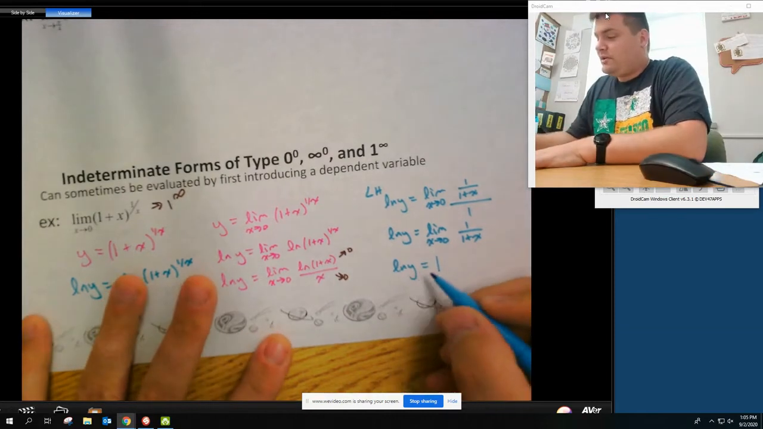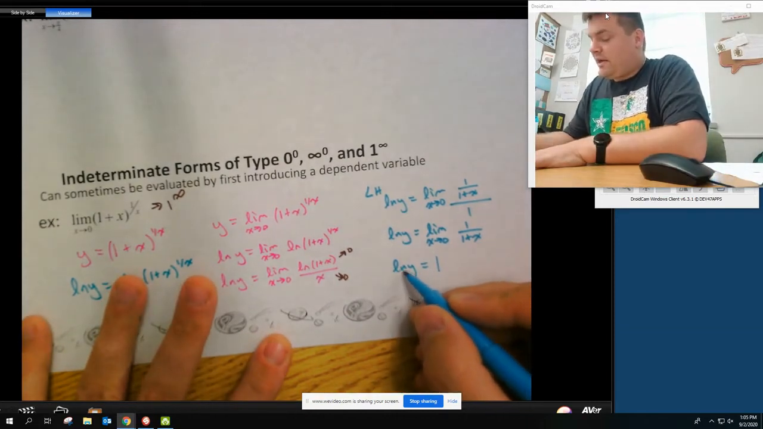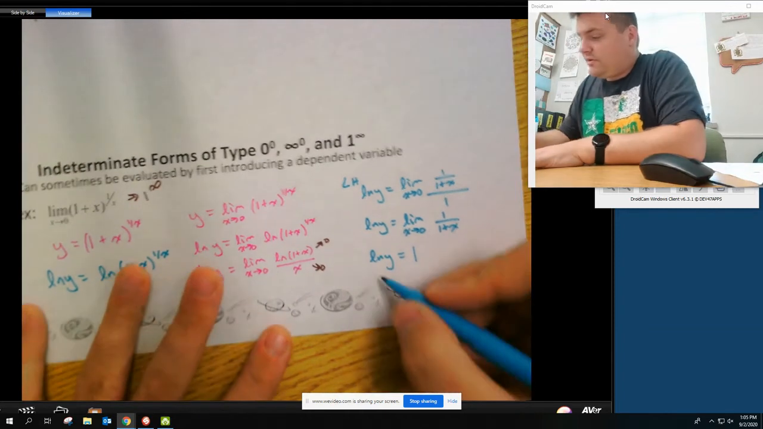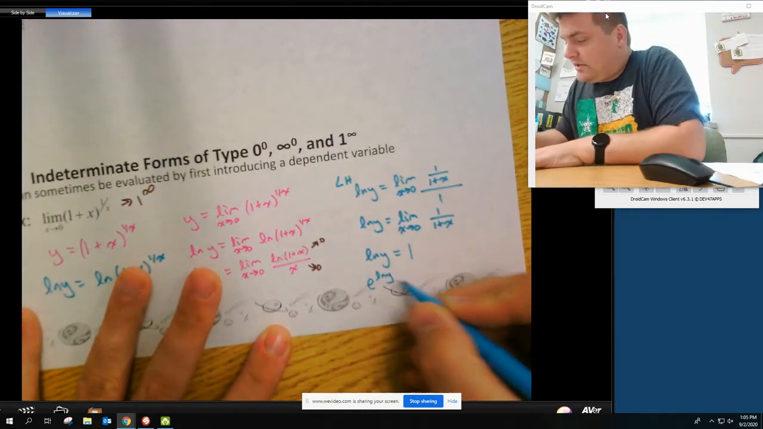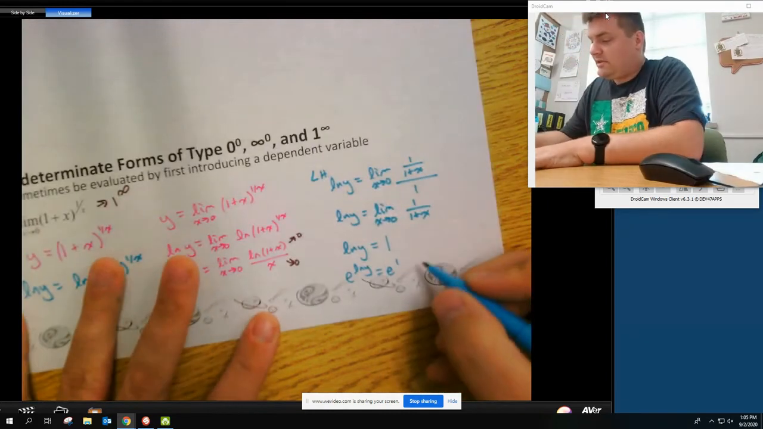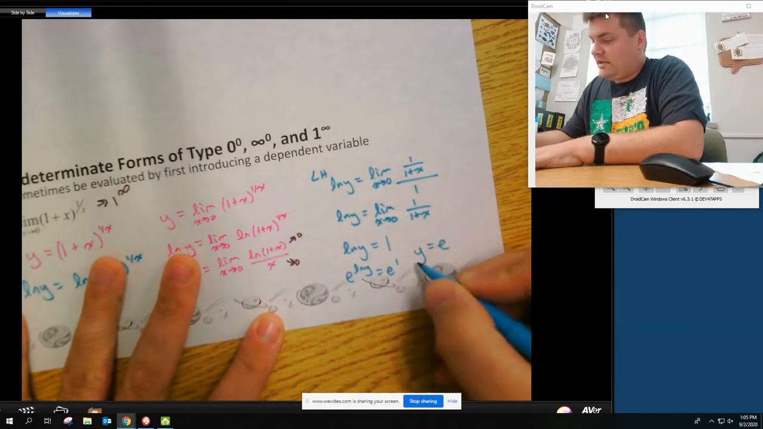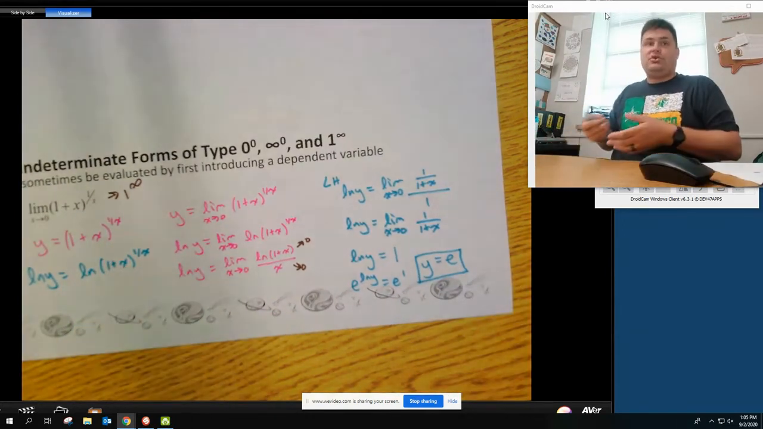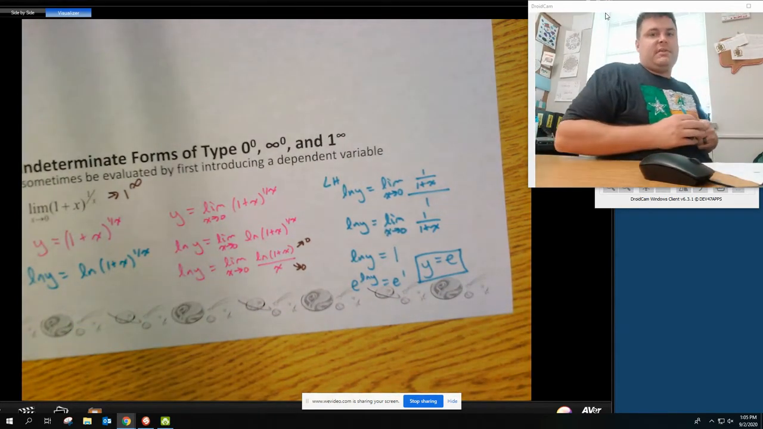So what I'm going to do here is to get rid of the ln, you have to do e to the ln of y and e to the 1. So you're going to do e to the ln of y equals e to the 1. So it gives me that y equals e. And this is just a log property that you should be somewhat familiar with.